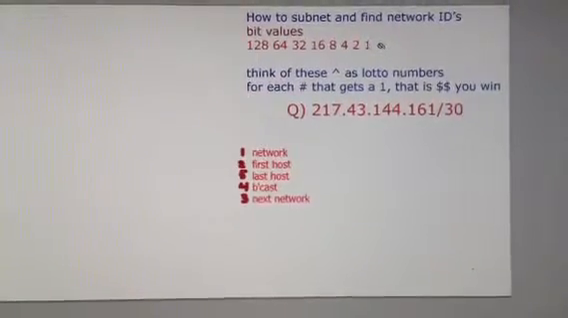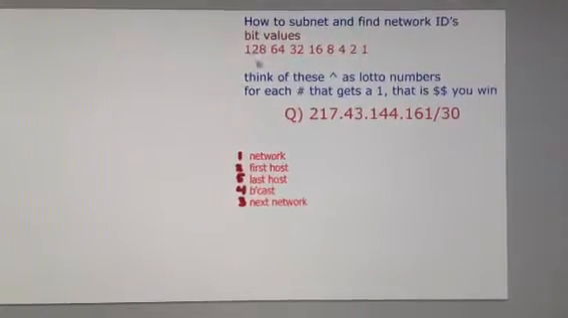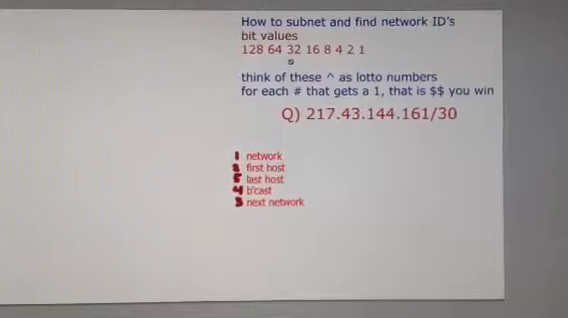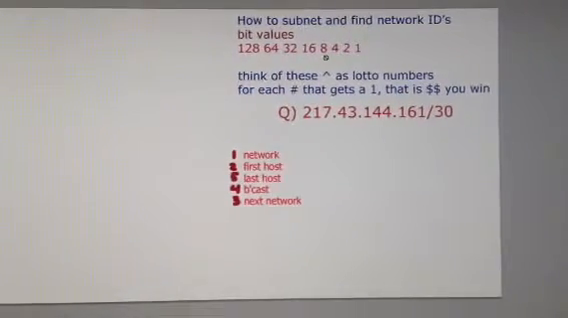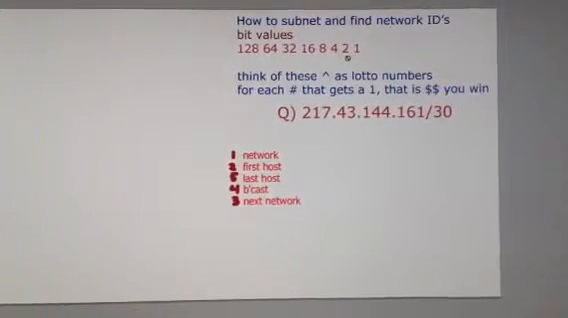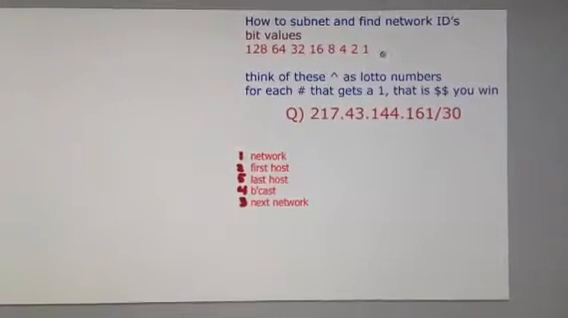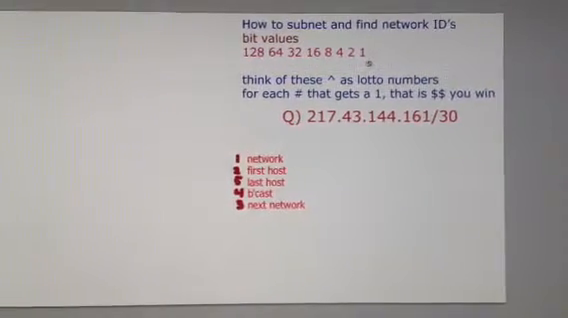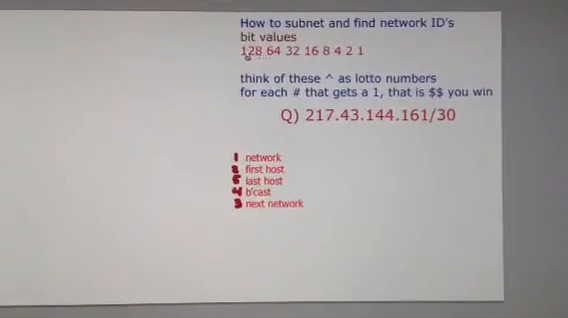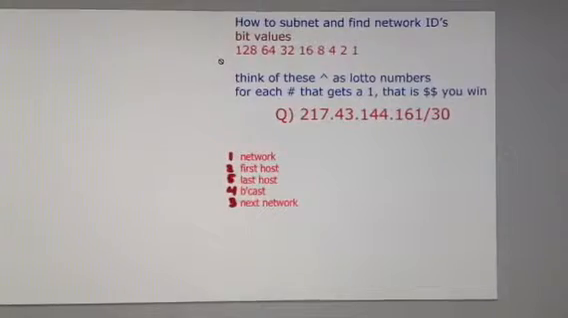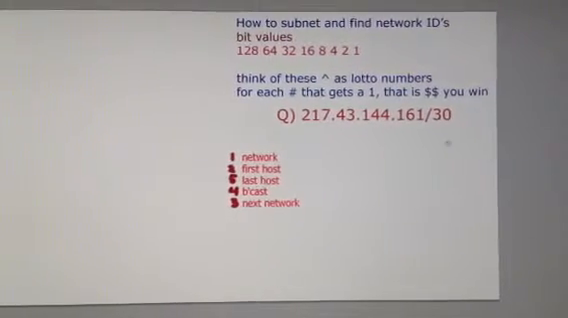We start by learning bit values: 128, 64, 32, 16, 8, 4, 2, 1. And you can think of these also as 2 to the 0, 2 to the 1, 2 to the 2, 2 to the 3, and so on and so forth. You will need to know that for later problems.